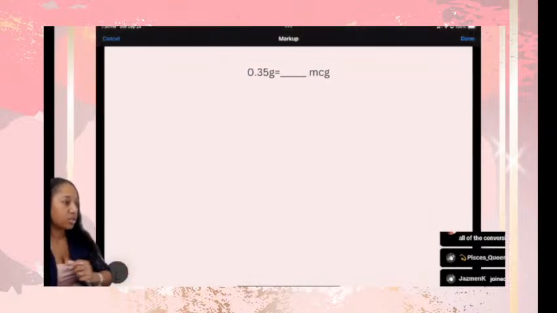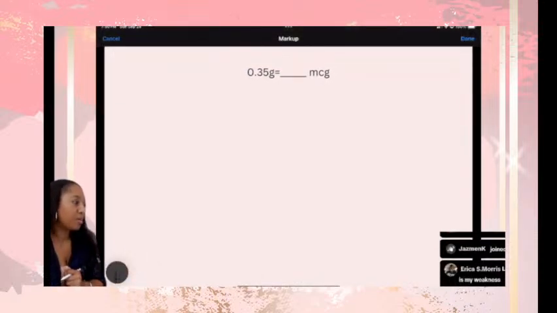Alrighty. So here's another one, gram to microgram. Learning the conversions is my weakness. Like the metric conversions or the household conversions or all of them? Let's see.